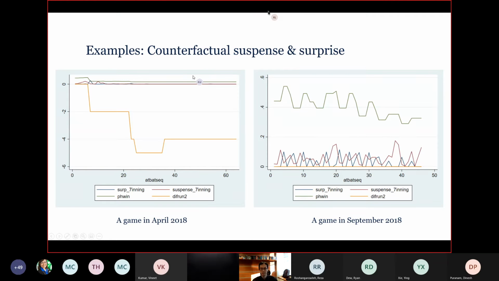All right. In the counterfactuals, given the model we estimated, we can re-simulate what's going to happen in terms of suspense and surprise. We are showing the two same games that I showed before. We see the same patterns, like in the previous slide, but I think the fluctuations in the counterfactual scenario are much larger than in actual games.